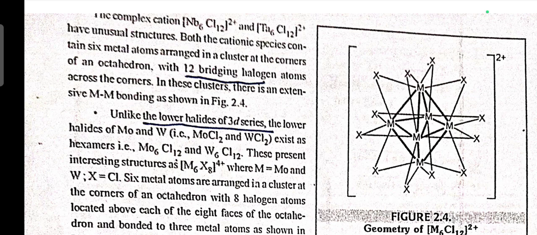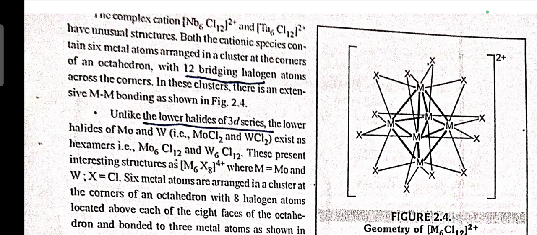Both the cationic species contain 6 metal atoms arranged in a cluster at the corners of an octahedron with 12 bridging halogen atoms across the edges. In these clusters, there is extensive metal-metal bonding.